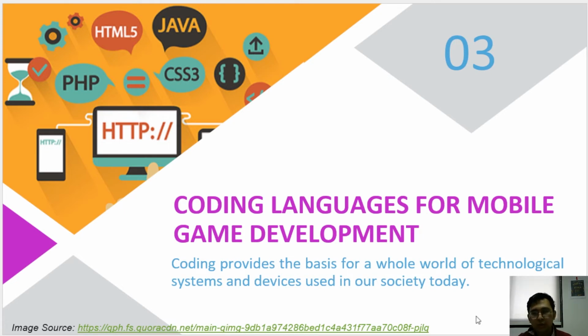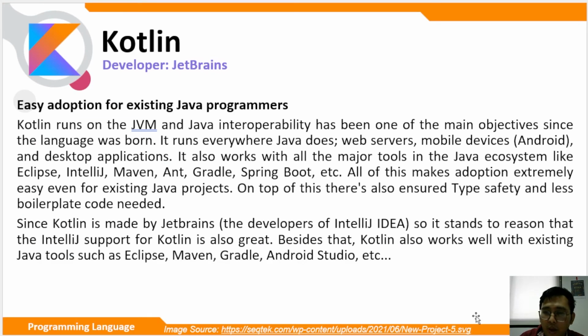So we need to know that coding provides the basis of the environment and technological system, and in this case for game development, and it will also affect our gaming community. So that's why it is important to know and hopefully be prepared for the better or the worse in the game development activities. The first one, we have the Kotlin coding language.